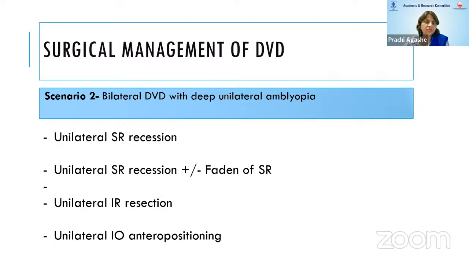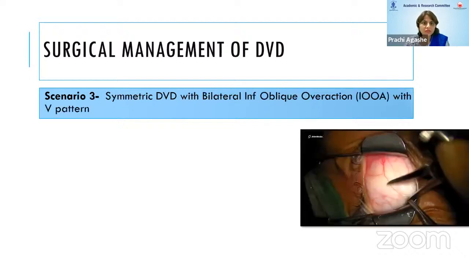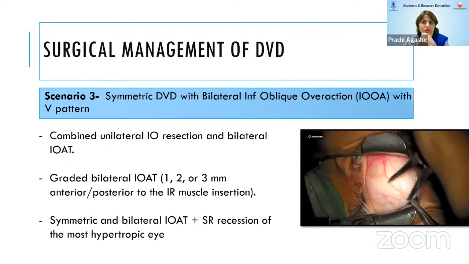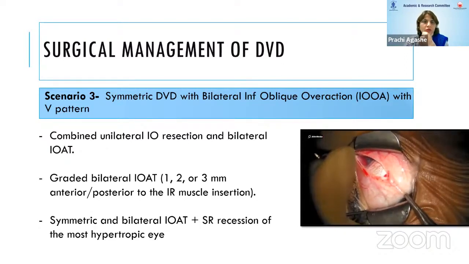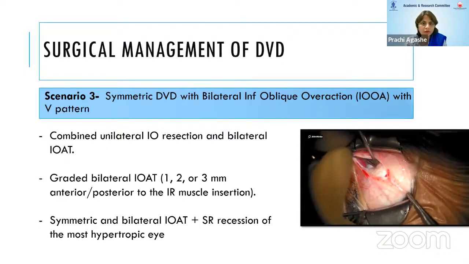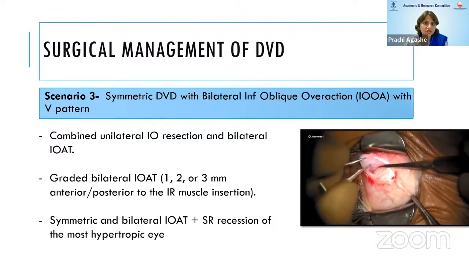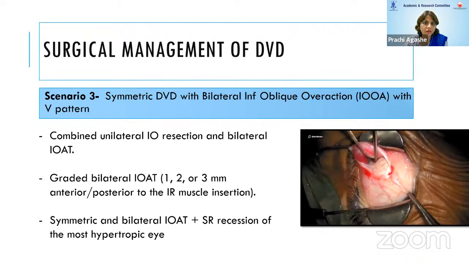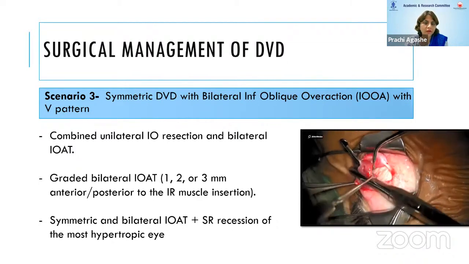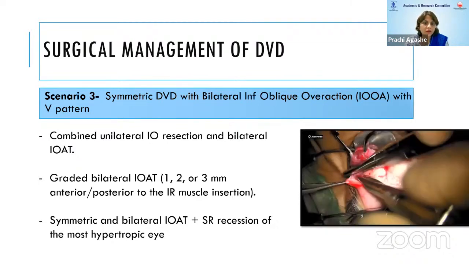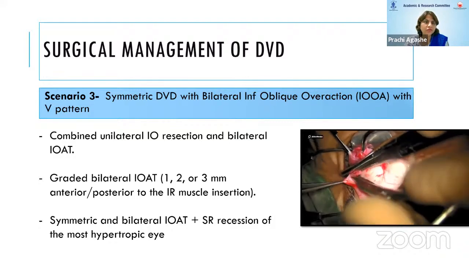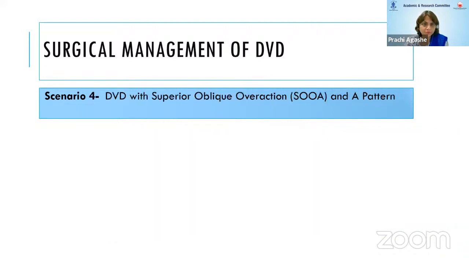Scenario 2, bilateral DVD with deep unilateral amblyopia. A unilateral procedure can be done in the form of superior rectus recession or inferior rectus resection or inferior oblique antero-positioning. Scenario 3, symmetric DVD with bilateral inferior oblique overaction with V pattern. Here the inferior obliques need to be weakened by using a resection with IOAT or a graded recession as enumerated by Madam. And when there is a concurrent hypertropia, then the SR recession of the hypotropic eye needs to be done.